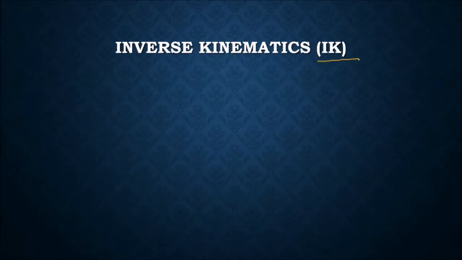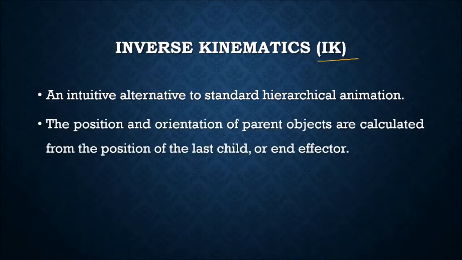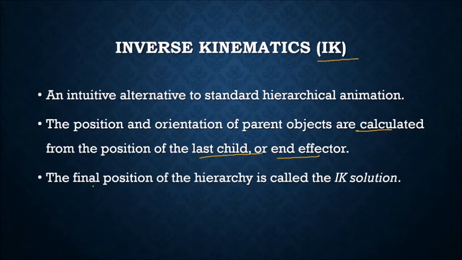Then we have inverse kinematics. What do you mean by inverse kinematics? An intuitive alternative to standard hierarchical animation. The position and the orientation of parent objects are calculated from the position of the last child, the end effector. The final position of the hierarchy is called the IK solution.